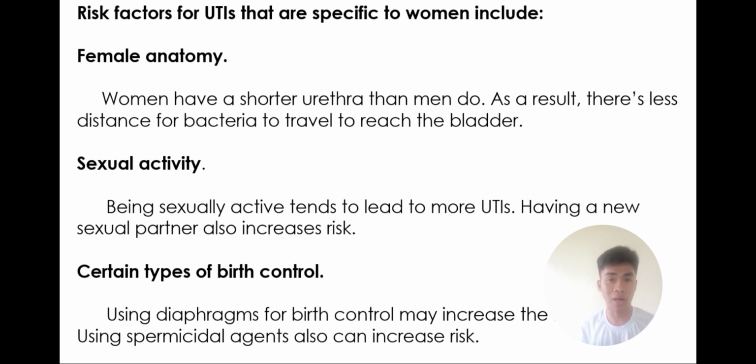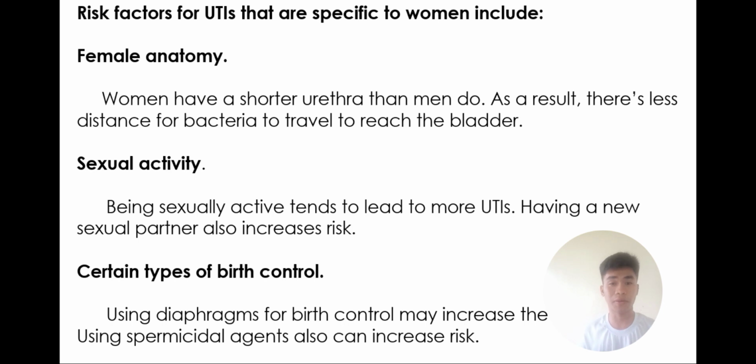So next, the sexual activity. So being sexually active tends to lead to more UTIs. Having a new sexual partner also increases risk. So being sexually active also mas makalead siya sa maka-acquired og UTI, especially if dili lang usa ang imuhang ka sexual intercourse ug daghan siya, so mas increase, mas taas og risk nga maka-acquired ka ani nga sakit. So next we have the certain types of birth control.